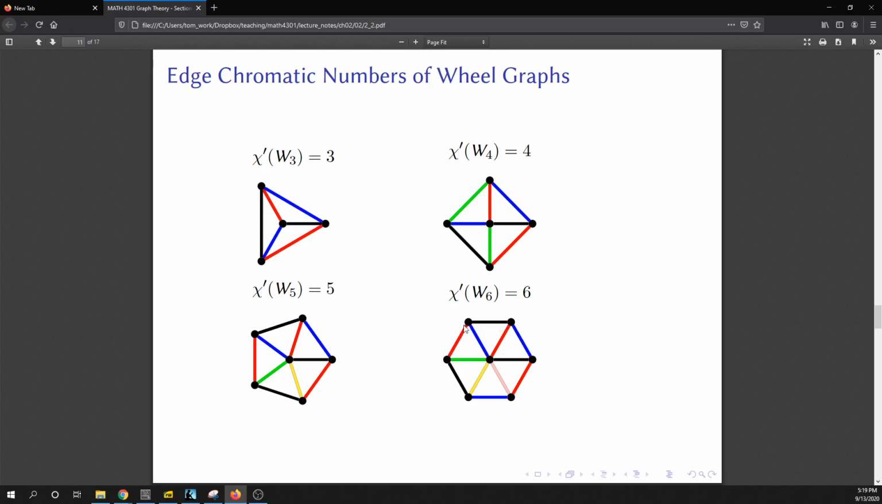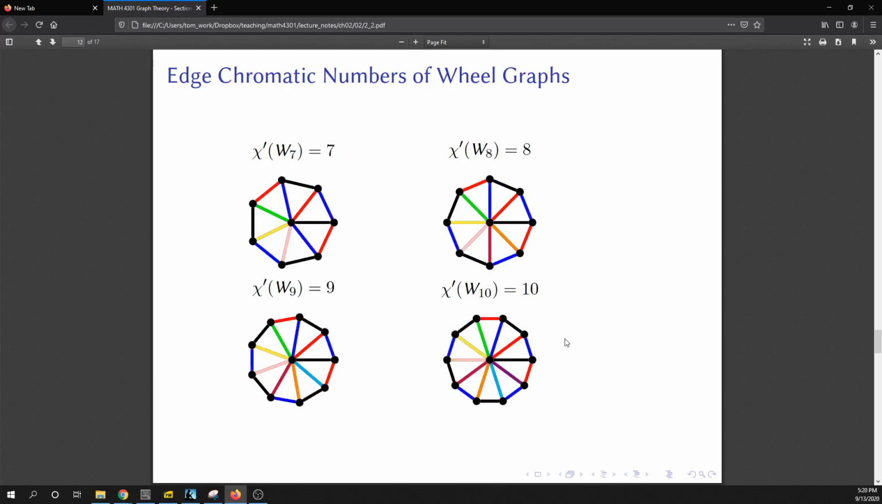Around the outside, you can just alternate the colors enough of the previous colors that you used to color with just a few colors on the outside, but you've got to color the edges leading into this vertex. There's just no way to get around that. All right. So that's what the edge chromatic numbers of those graphs look like. So that's pretty straightforward, right?